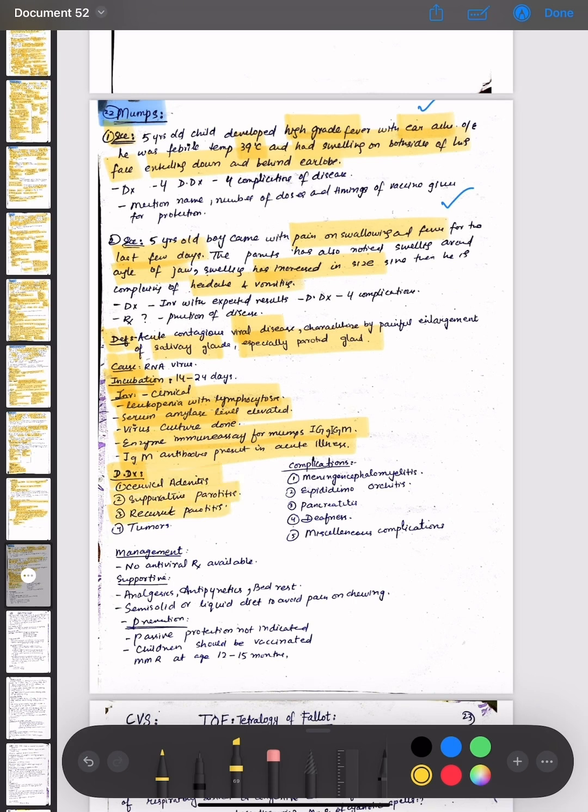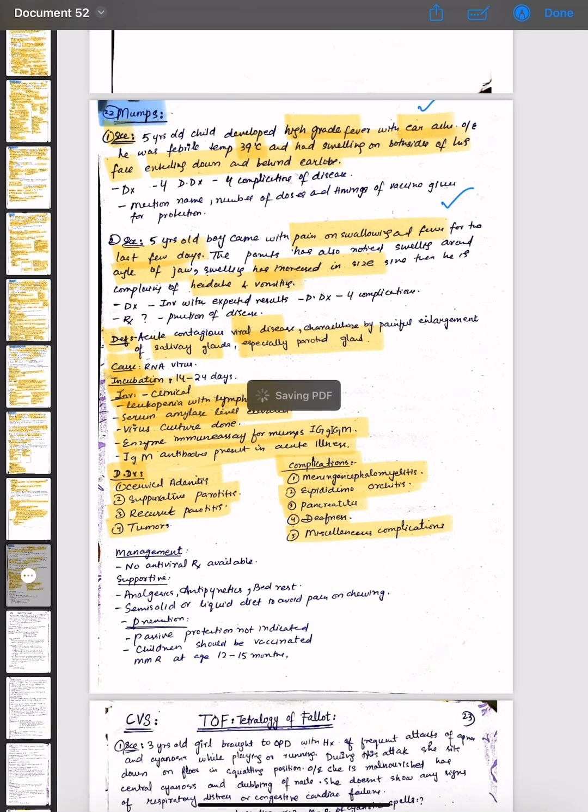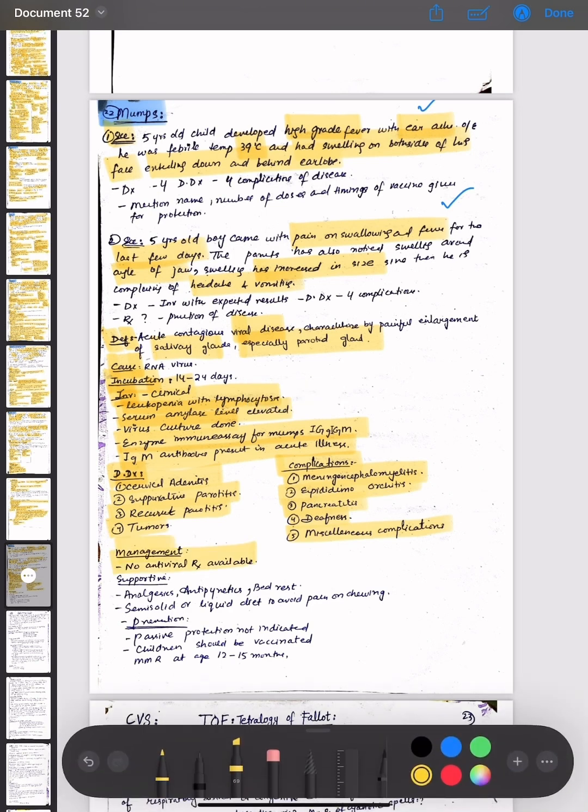The complications of mumps are meningoencephalomyelitis, epididymo-orchitis, pancreatitis, deafness, and miscellaneous complications. The management options for mumps are that no antiviral treatment is available. Supportive treatment is given, that is analgesics, antipyretics, bed rest, semi-solid or liquid diet to avoid pain on chewing. The prevention is passive protection not indicated. Child should be vaccinated and MMR at the age of 12 to 15 months is done.